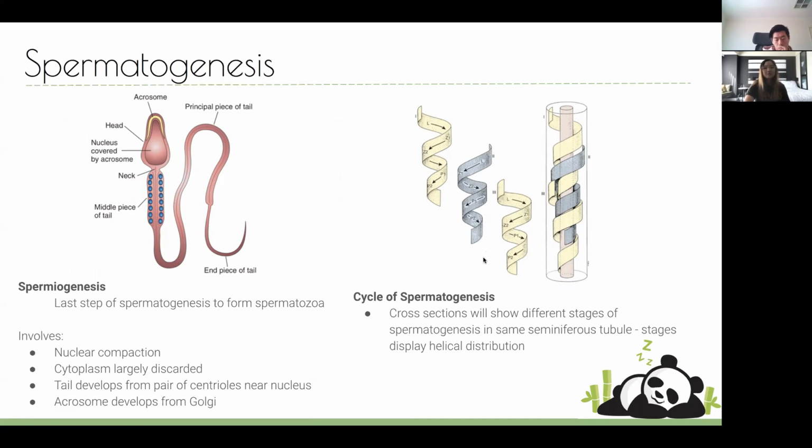Cross-sections of the testes will show different stages of spermatogenesis in the same seminiferous tubule, because it happens like this. I don't know how important this is, but for some reason they drilled it in, so I put it on.